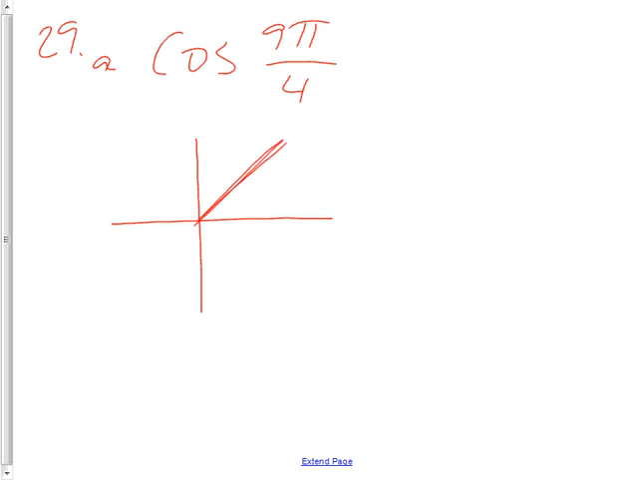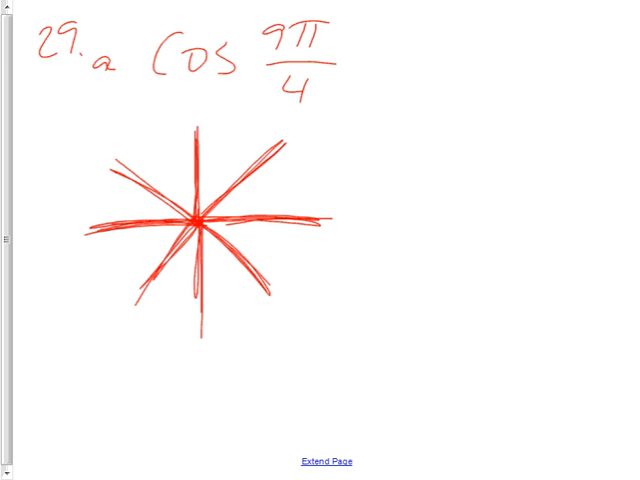So where's 9 pi over 4? You just kind of count it up. That's 1 pi over 4. That's 2 pi over 4. 3 pi over 4. Count it with me. 4, 5, 6. Come on, keep counting. 7, 8, 9. There we go. It's right there. That's 9 pi over 4.